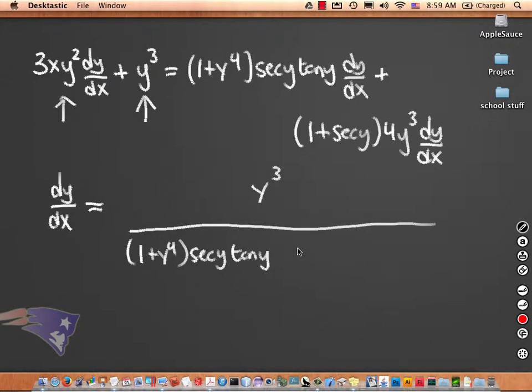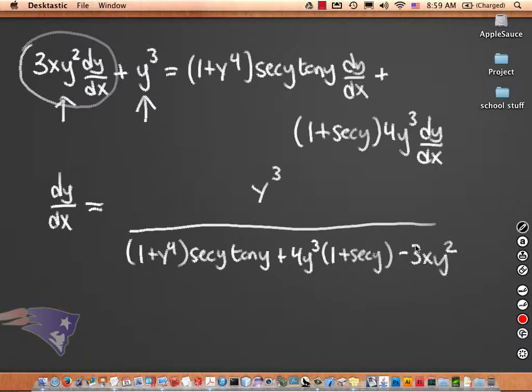Why is it positive? No, I subtracted this to this side because all my dy dx's are over here. But then divide that over there. Minus 3xy squared. There we go. You have to solve for dy dx. So to solve for dy dx, I subtract this term here to the other side. Thank you.